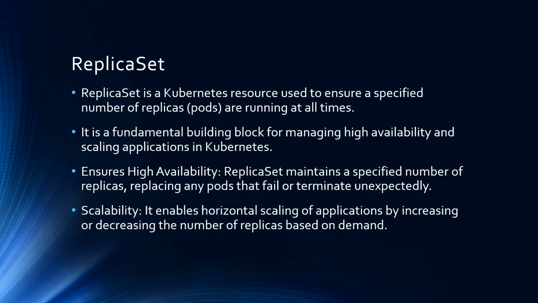However, it's important to note that while replica sets are powerful, they're often not used directly in modern Kubernetes deployments. Instead, they're typically managed by deployments, which provide additional features like rolling updates and rollbacks. Think of replica sets as the building blocks that deployments use to manage pod lifecycles. When working with large-scale applications, understanding replica sets is particularly important when debugging deployment issues or when you need fine-grained control over pod scheduling and scaling behaviors. They're also crucial for understanding how Kubernetes maintains desired state in your cluster.